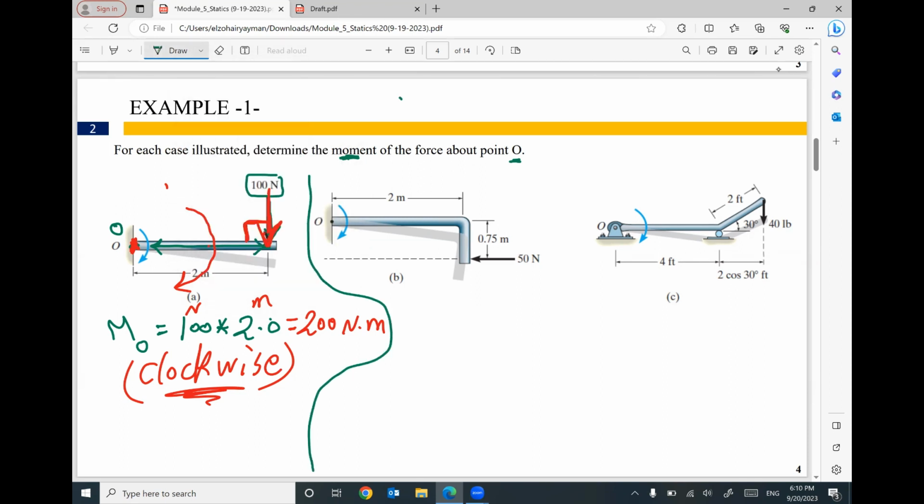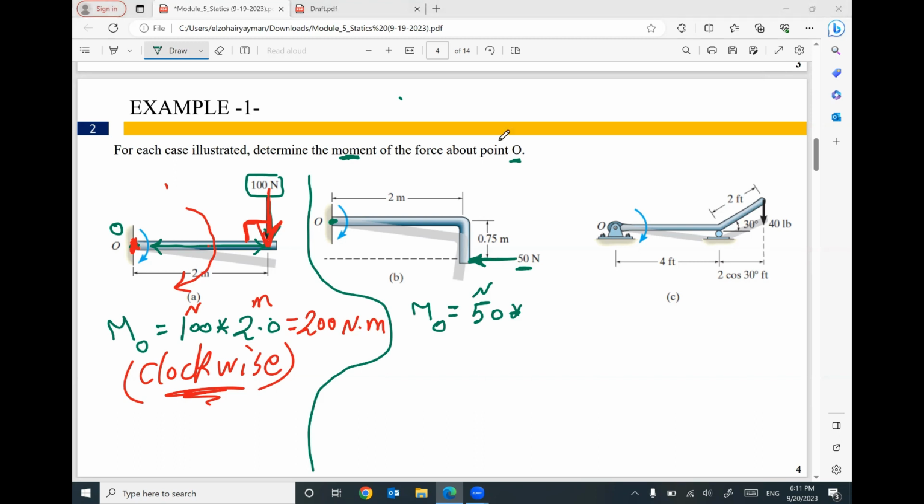One more example. We are given this beam and a force of 50 Newton, and we would like to calculate how much moment this force will create about point O. So your moment equals force times distance. Your force is 50 Newton. Anybody in this meeting can tell me what will be the distance between this force and the point O? Any help? Guys, anybody can tell me what will be the distance?